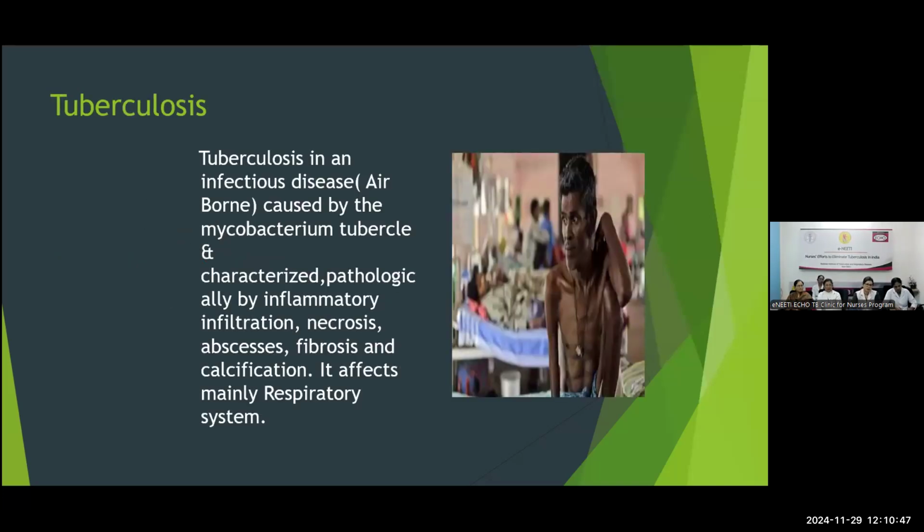Everyone knows, but just to remind, tuberculosis is an infectious disease caused by Mycobacterium tuberculosis, characterized pathologically by inflammatory infiltration, necrosis, abscesses, fibrosis, and calcification. It affects mainly the respiratory system, but can affect any part of the body.